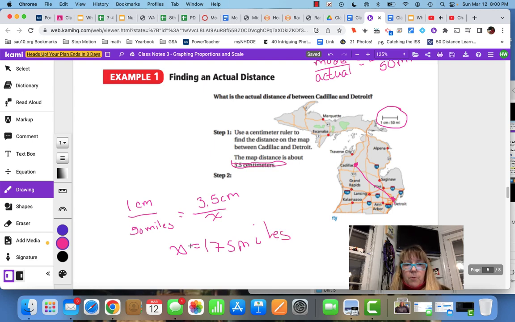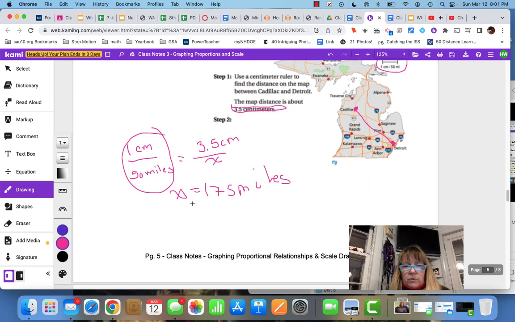So set up the proportion. The scale goes here, and then what you're looking for goes over here. Please use the proportion to figure things out, and use the units to help you decide what goes where.